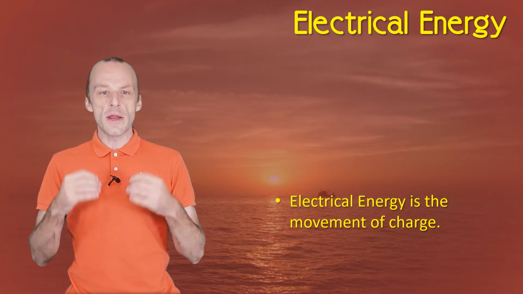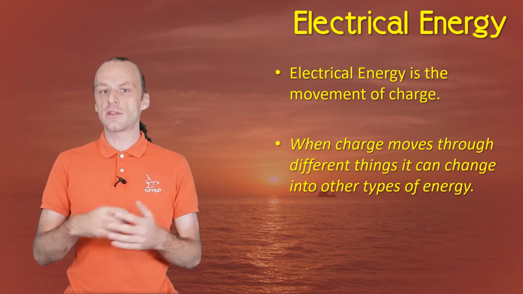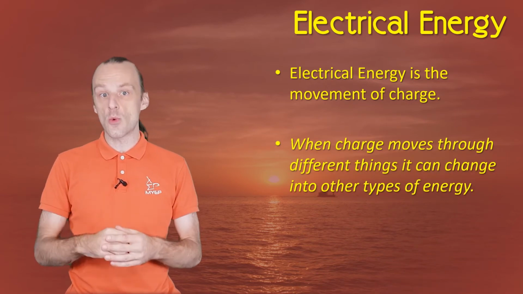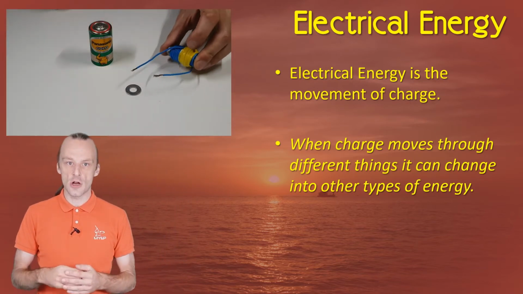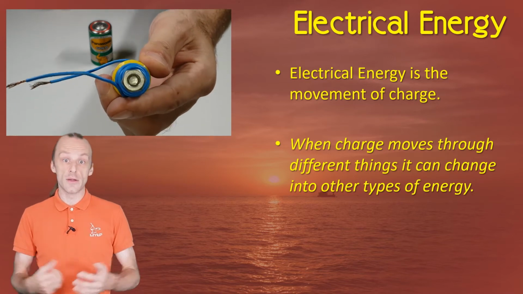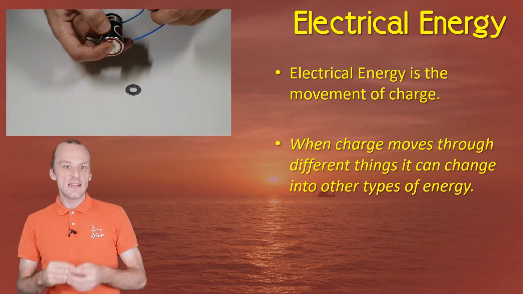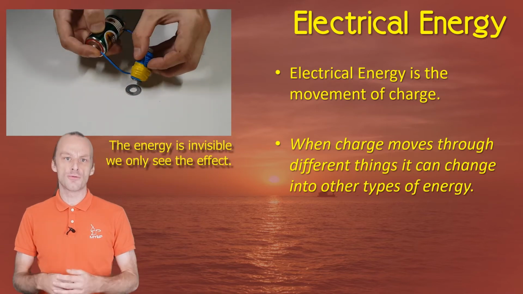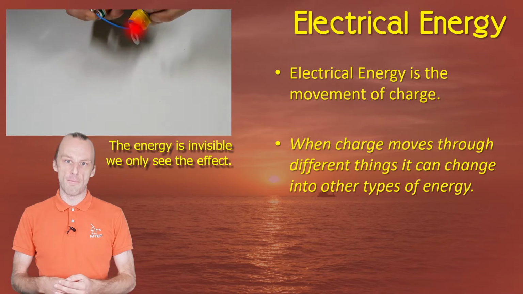Electrical energy is the movement of charge. When charge moves through different things, it can change into other types of energy, and that's what we use as electricity. Here I have a simple electromagnet. It is exactly what you see, a wire coiled around a bolt. When I connect the wire to the battery, the electrical energy moving through the coil makes a magnetic force coming from the bolt.